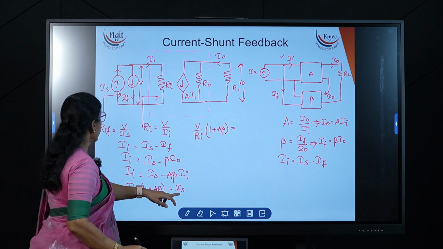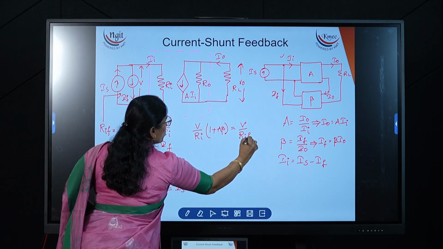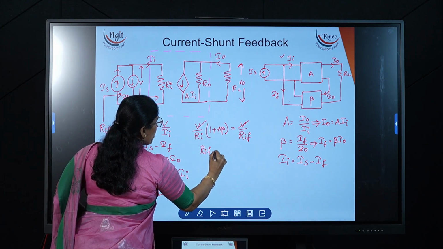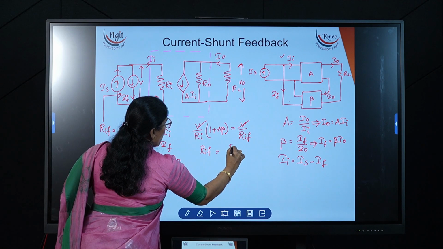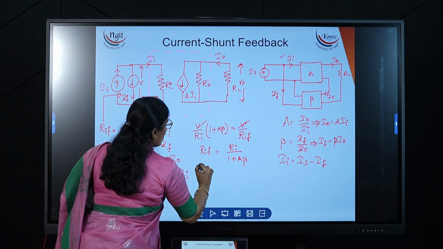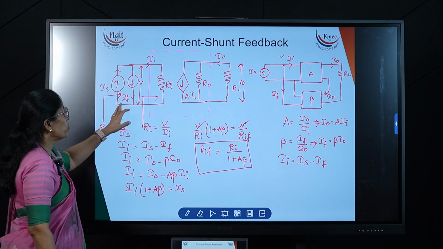Similarly, IS is equal to V divided by RIF. Now on both sides V is common, cancel it. Then RIF is equal to Ri divided by 1 plus A beta. With this, what we understood? With the feedback, input resistance is reduced. Now on this input side we are applying the current.